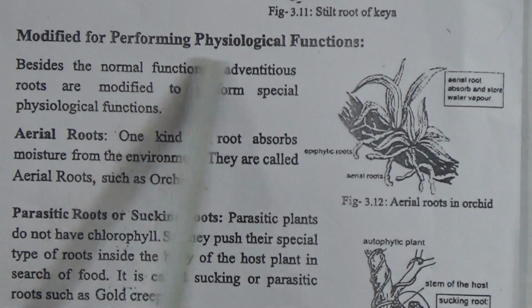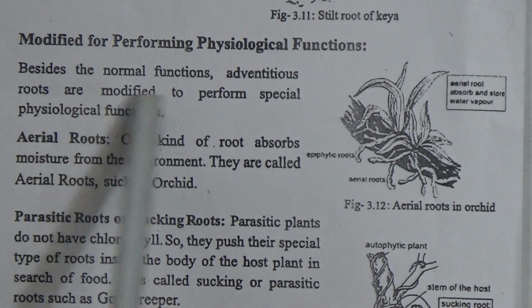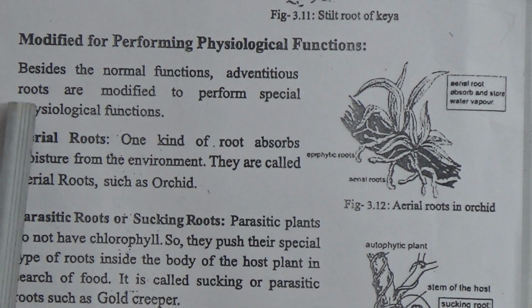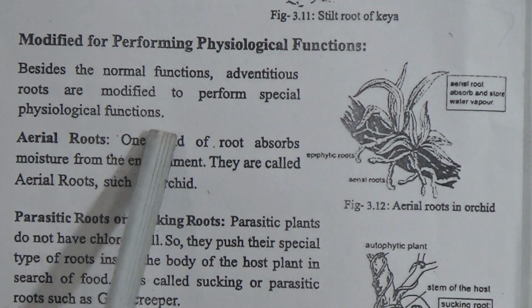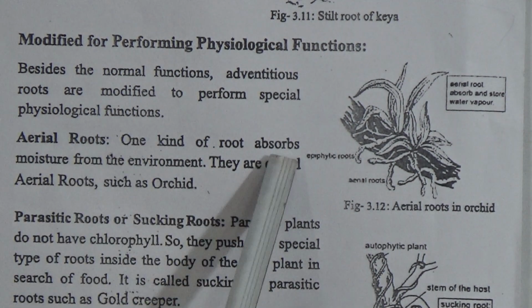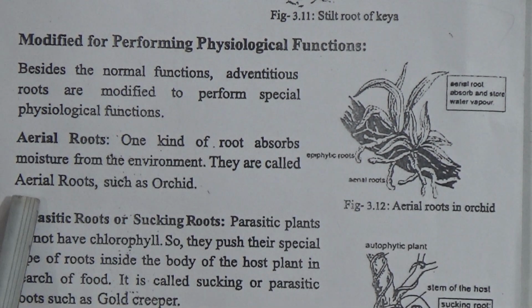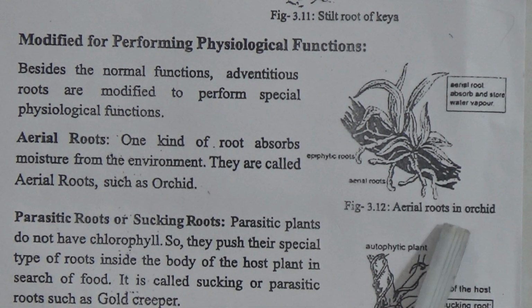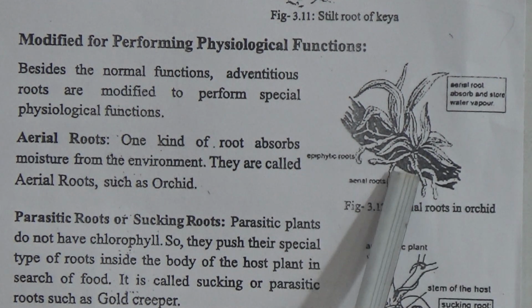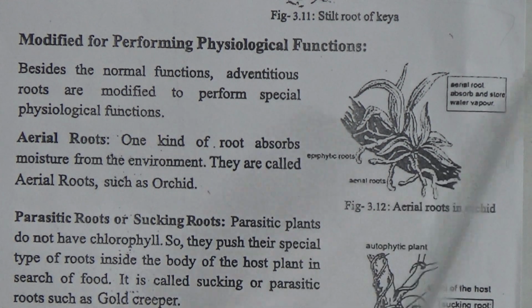Now, here is modified for performing physiological functions. Besides the normal functions, adventitious roots are modified to perform special physiological functions. Aerial roots. One kind of root absorbs moisture from the environment. They are called aerial roots such as orchid. You can see here is a picture of aerial roots in orchid, and they absorb water vapor from here.